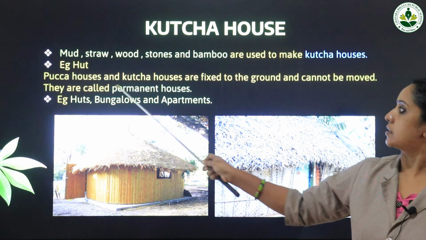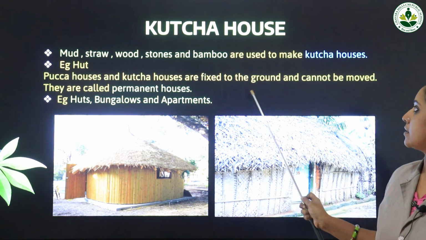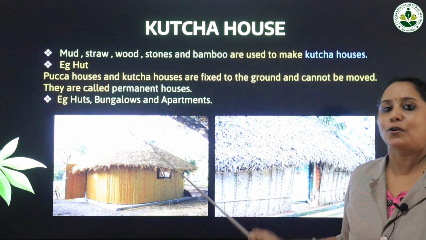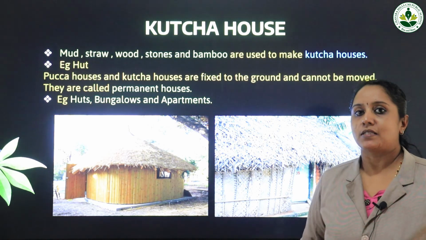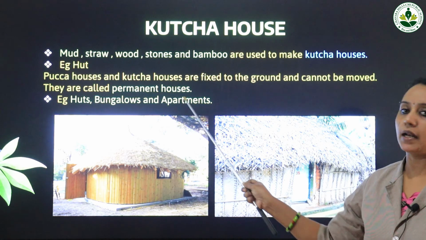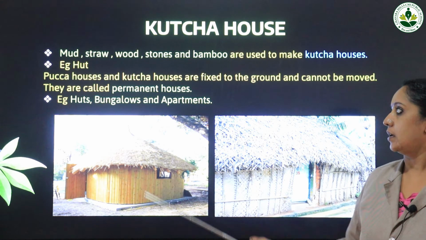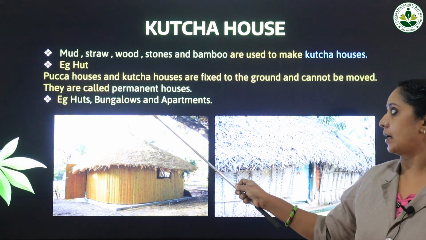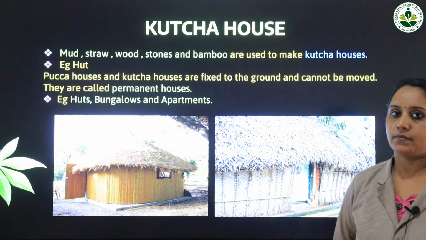So Pakka houses and Kacha houses are fixed to the ground and cannot be moved. So these houses do not have any wheels to move. They are fixed to the ground. So they are called permanent houses. Now examples of permanent houses are huts, bungalows and apartments.